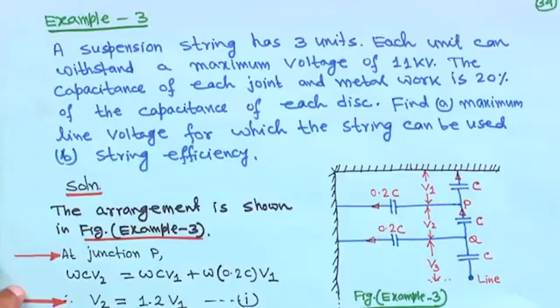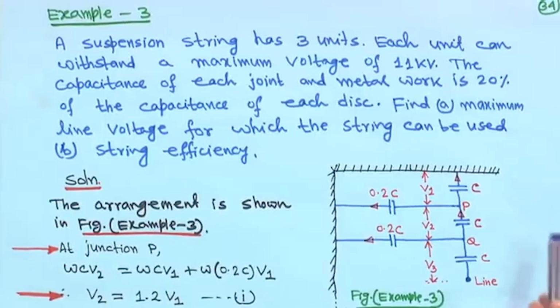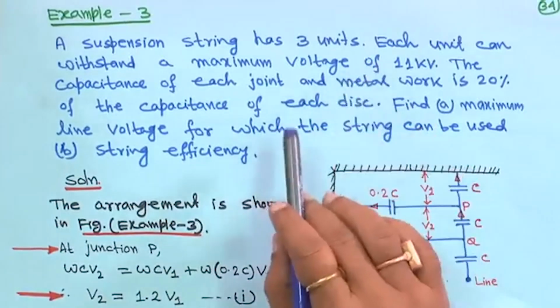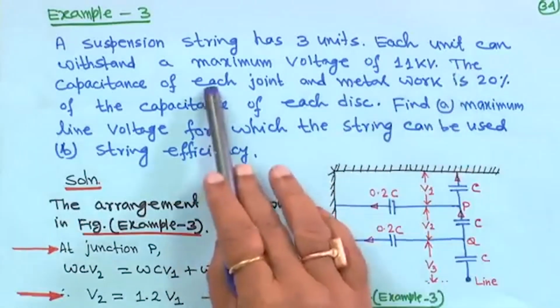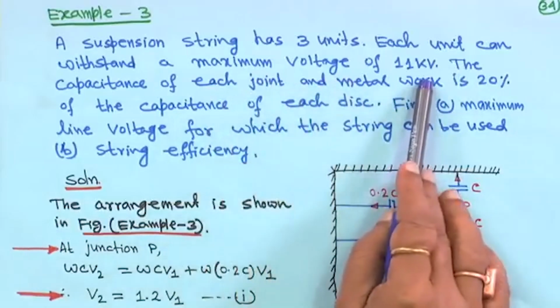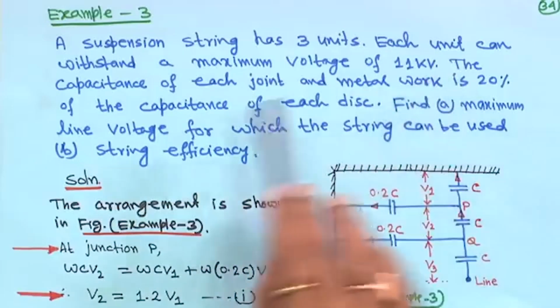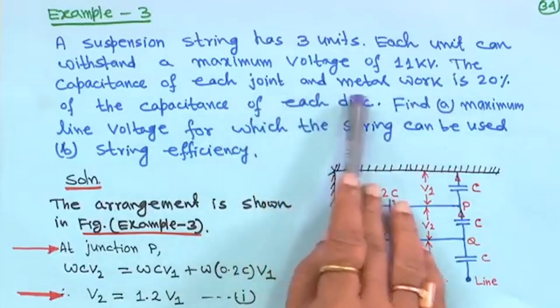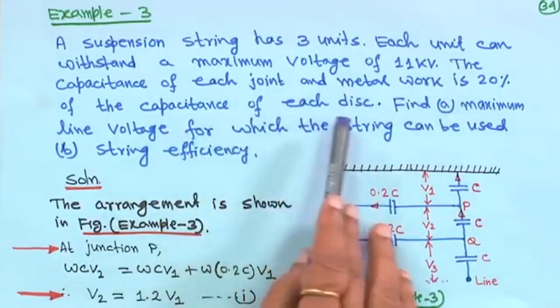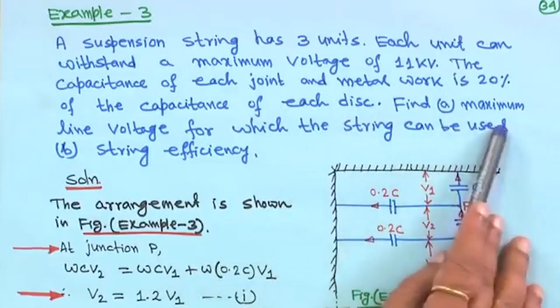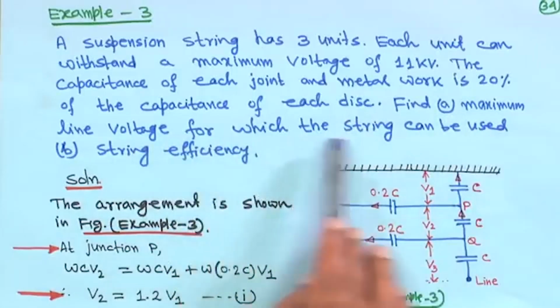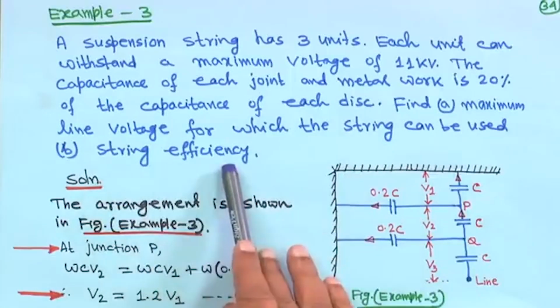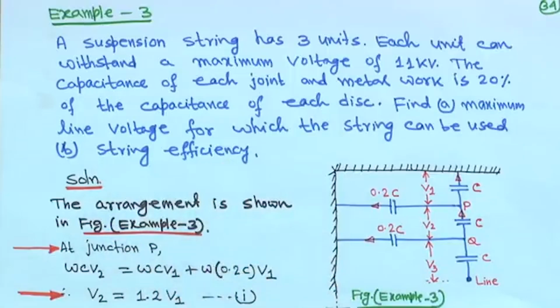So, example 3. Here the suspension string has 3 units. Each unit can withstand a maximum voltage of 11 kV. The capacitance of each joint and metal work is 20% of the capacitance of each disc. Find A, the maximum line voltage for which the string can be used, and B, the string efficiency. These two you have to calculate.